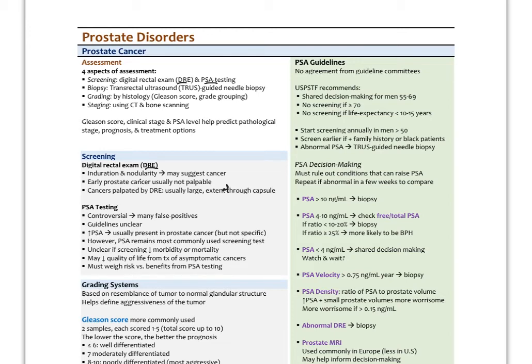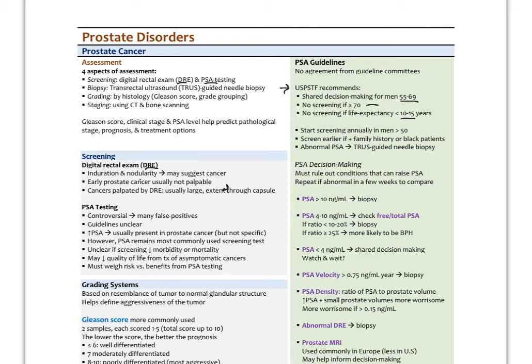So that said, let me just talk a bit about the guidelines here. There's no real agreement from the guideline committees. If we look at the United States Preventive Services Task Force, USPSTF, they recommend for men between 55 and 69 to use what's called shared decision making, where you discuss all the risks and the benefits with your patient. If a male's over 70, we usually don't screen. So that's when we cut off screening. There's no screening if life expectancy is also less than 10 to 15 years, because it's going to take at least that amount of time usually for early stage prostate cancers to grow to be life-threatening.